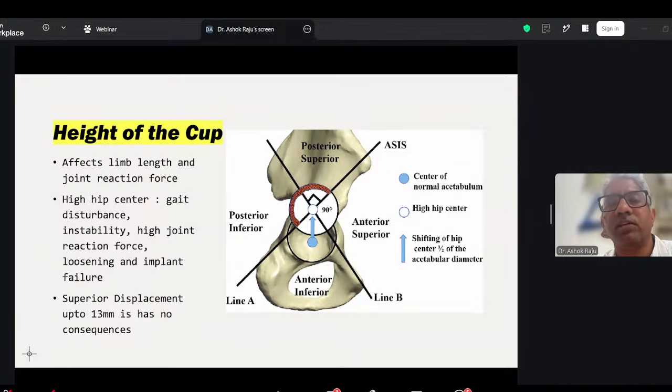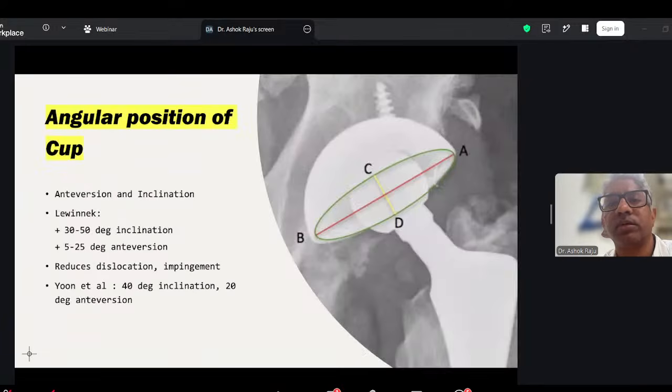The other one is the height of the cup. One needs to be at the center of the cup. Your reaming is one thing where, if you're not very careful, you can ream the cup much higher. If you go higher up, then you're likely to have a higher joint reaction force. This will lead to loosening and then implant failure. So one needs to be within a centimeter of the center of the cup. That will work much better.